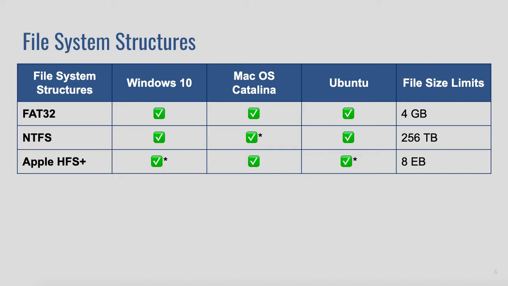Now with NTFS, because of this new way of formatting the file systems, we have an increased file size limit of 256 terabytes. That is absolutely enormous. What that means is one individual file that's 256 terabytes in size could technically be stored on an NTFS drive.